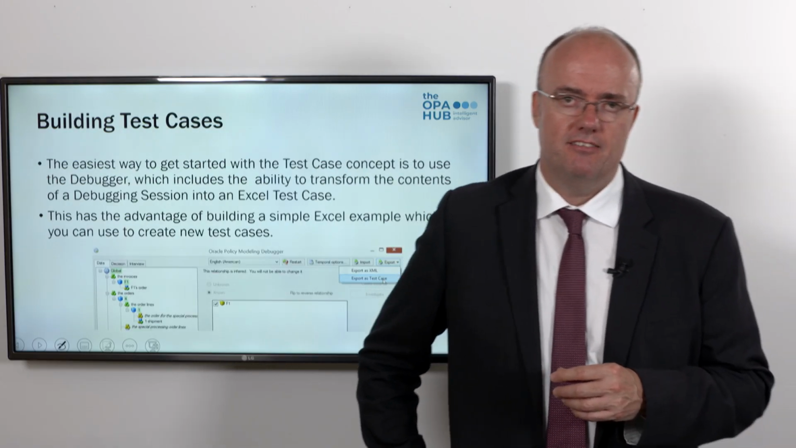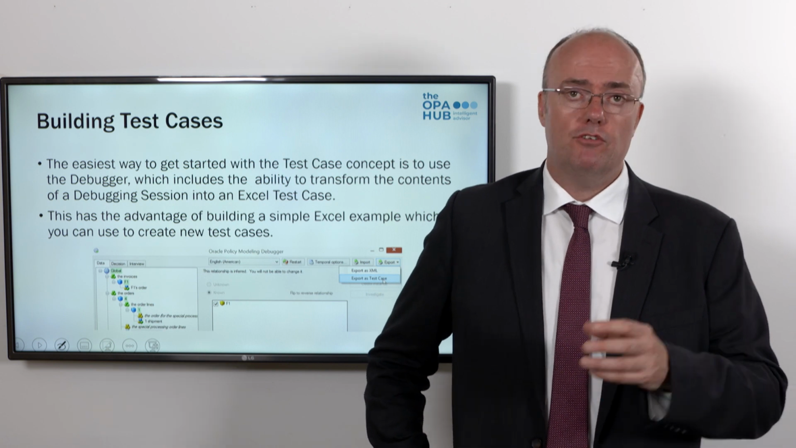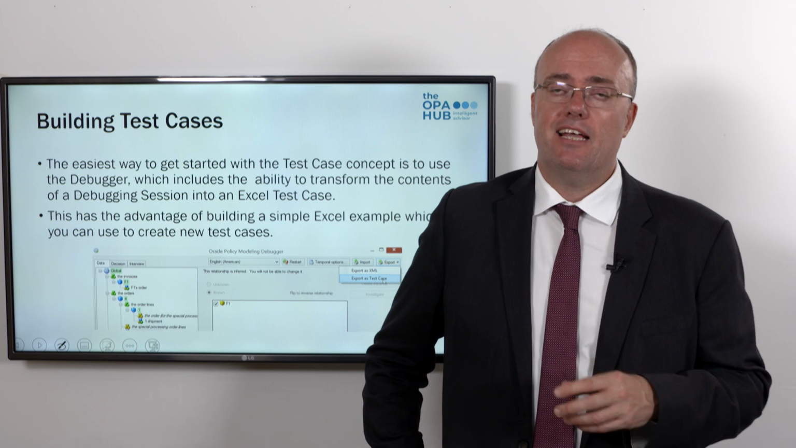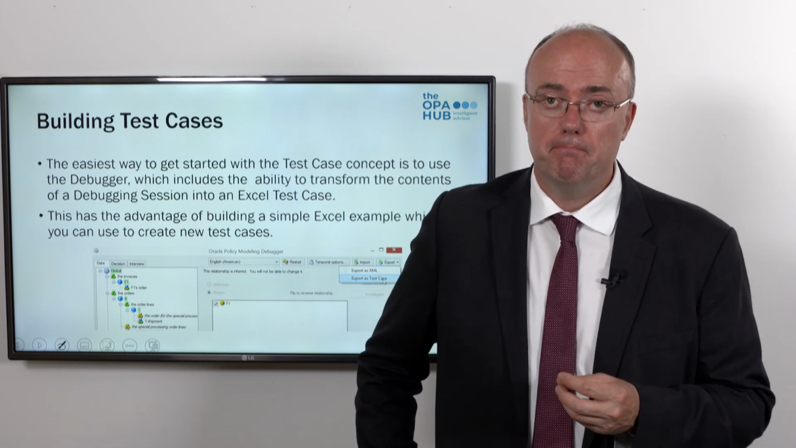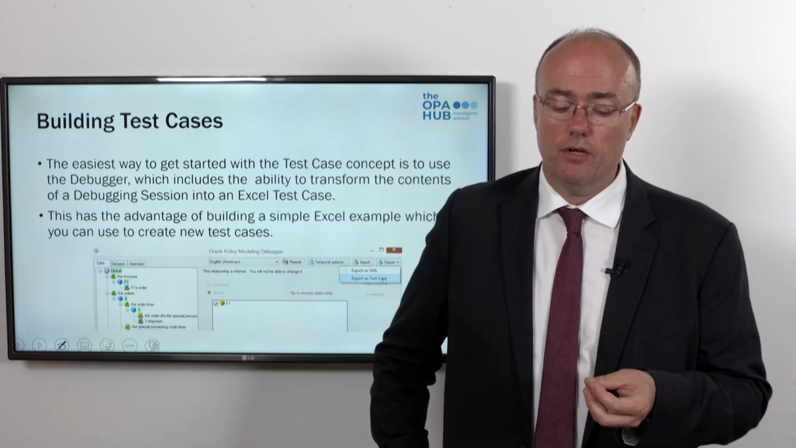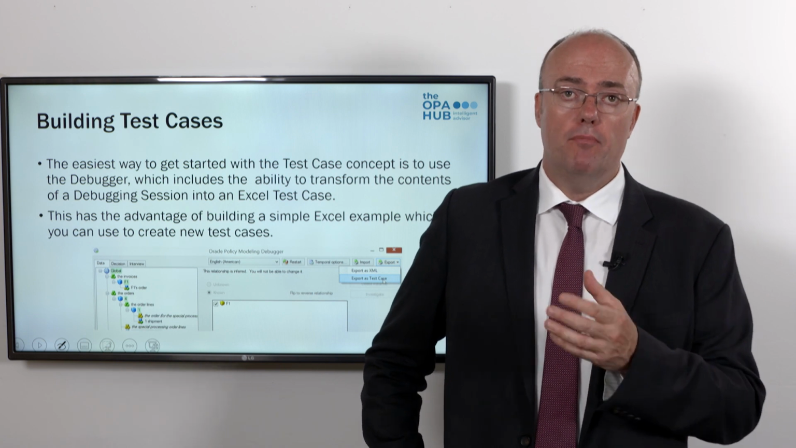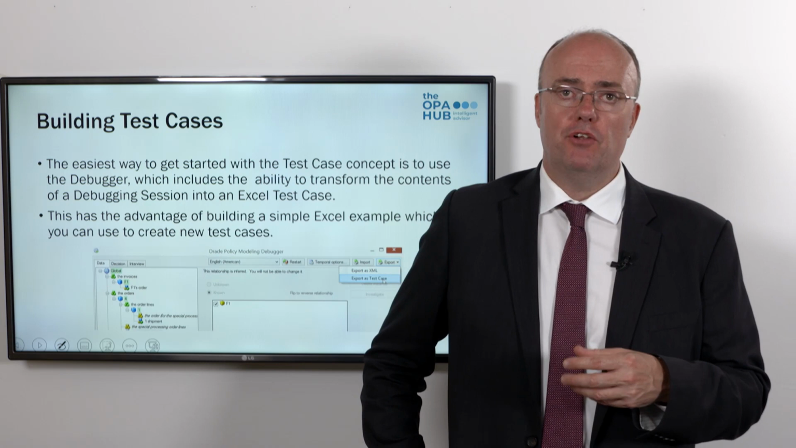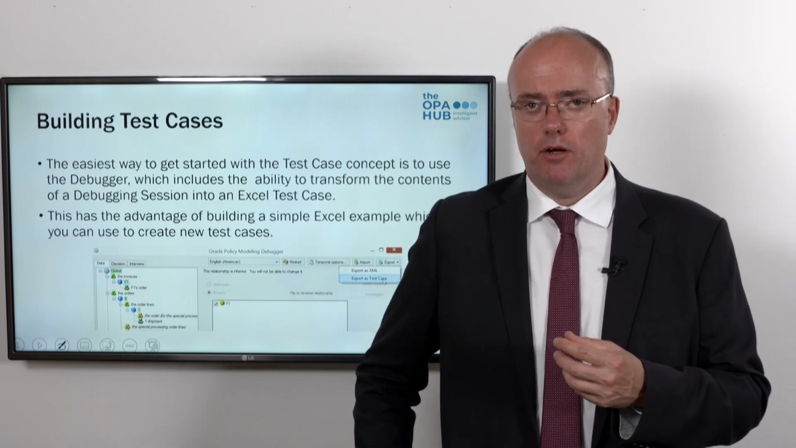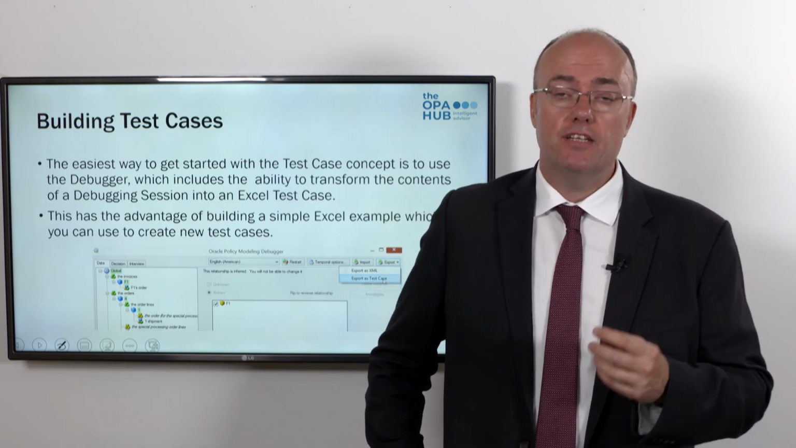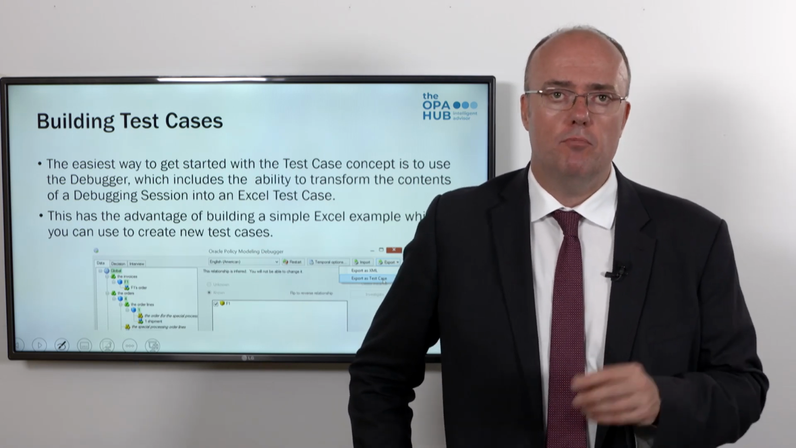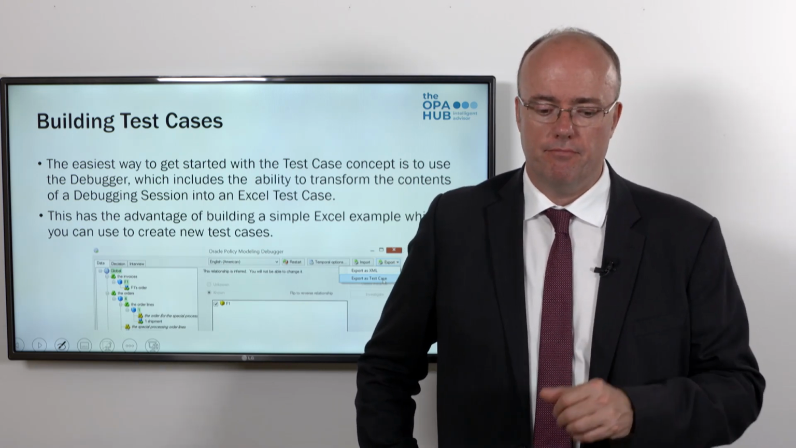Building a test case. Well, there are 2 ways to do it. You can either edit the Excel file yourself manually, or you can use the debugger to help you. You may remember that in the debugger there's an export button. So if you've built an interesting scenario in the debugger and you want to turn it into a test case, you can simply export it as a test case. And I'm going to demonstrate both of those in just a moment.